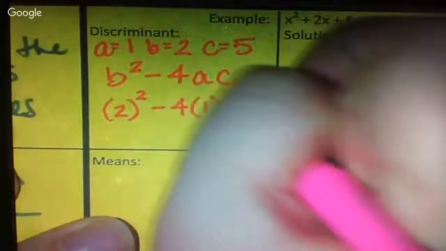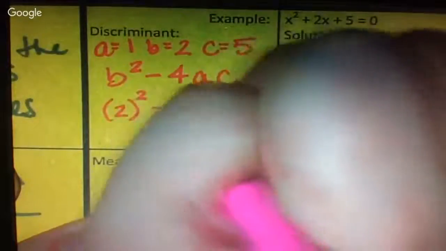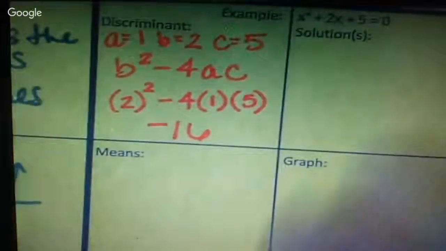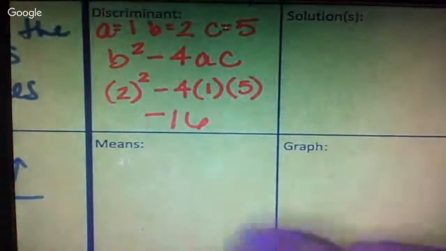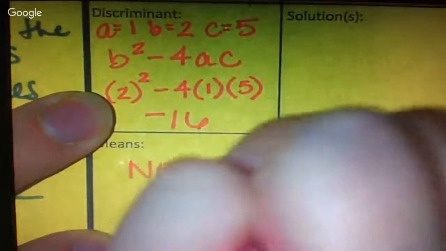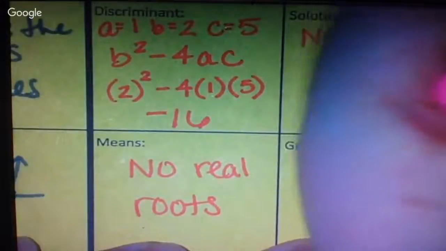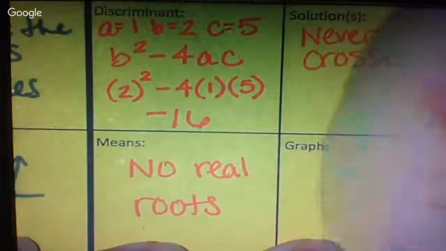Okay, again, we plug this into b squared minus 4ac. So this time I square the 2. Negative 4 times 1. And then times 5. You said what? Negative 16. Negative 16 or 60? 16. Negative 16. Now we got a number that's less than 0, which means we have no real roots, which means it never crosses the x-axis.